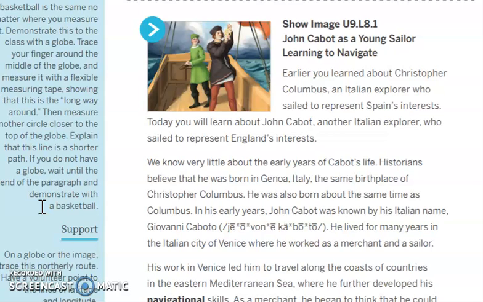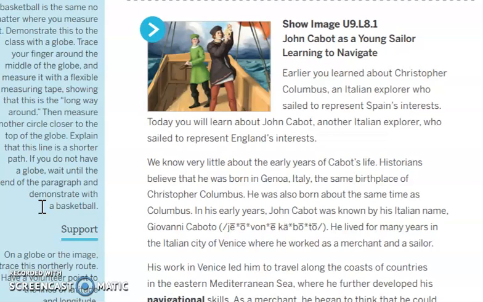Earlier you learned about Christopher Columbus, an Italian explorer who sailed to represent Spain's interests. Today you will learn about John Cabot, another Italian explorer who sailed to represent England's interests. We know very little about the early years of Cabot's life. Historians believe that he was born in Genoa, Italy, the same birthplace of Christopher Columbus. He was also born about the same time as Columbus.